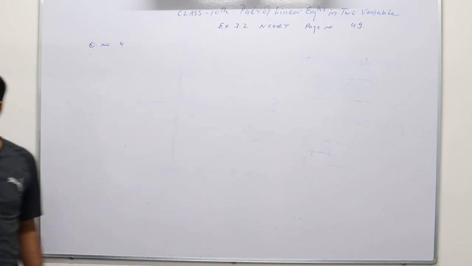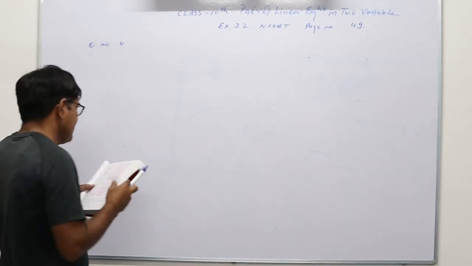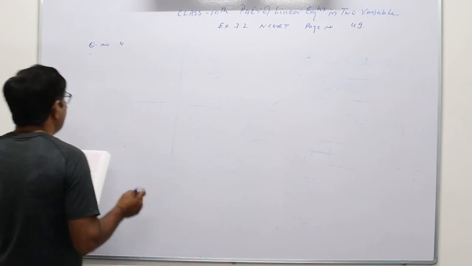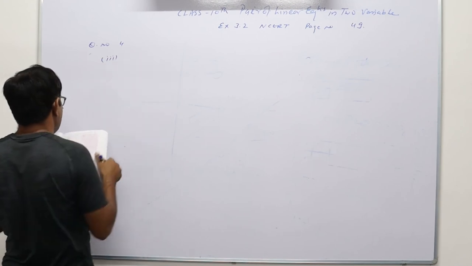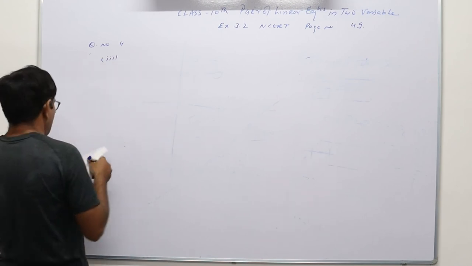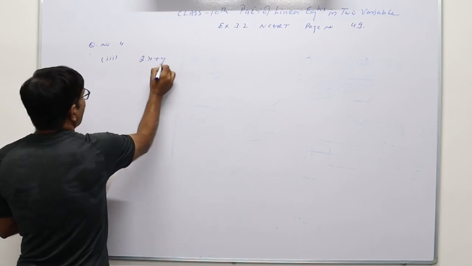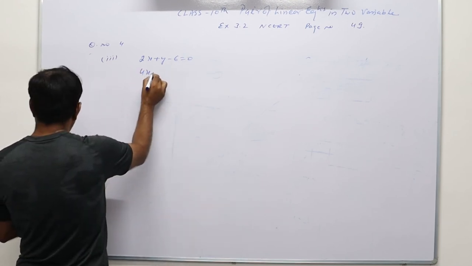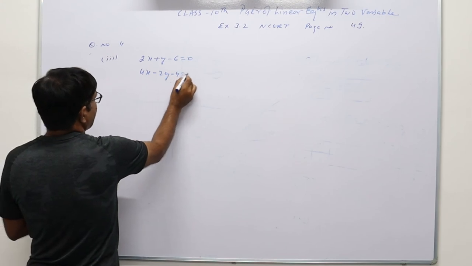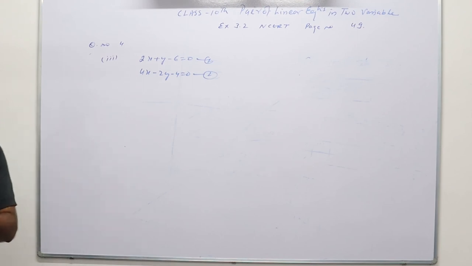Now next question, the third part. The system of equations is given: 2x plus y minus 6 is equal to 0, and the second is 4x minus 2y minus 4 is equal to 0. So this is the system of linear equations.